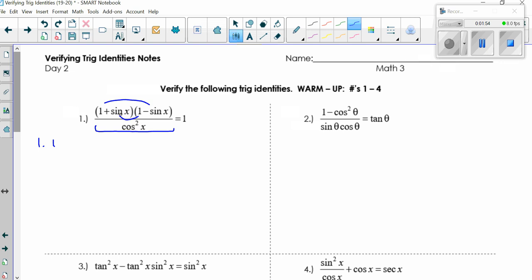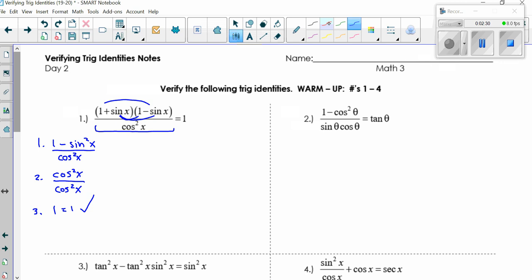My last step is going to be multiplying these two together, which gives me a minus sine squared x over cosine squared x. Okay, that numerator, I can change it to cosine squared x over cosine squared x. That can be rewritten as 1, which I can see is that right side, so that equals 1, and I'm done. Okay, you should always be ending the problem by showing that one side equals the other.